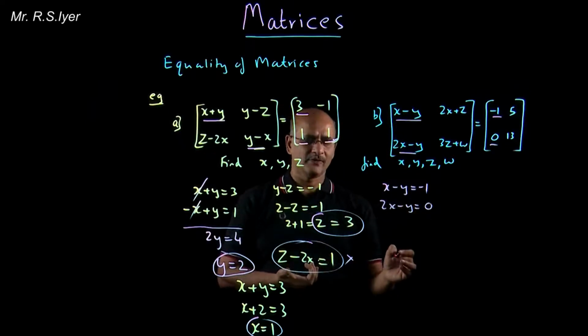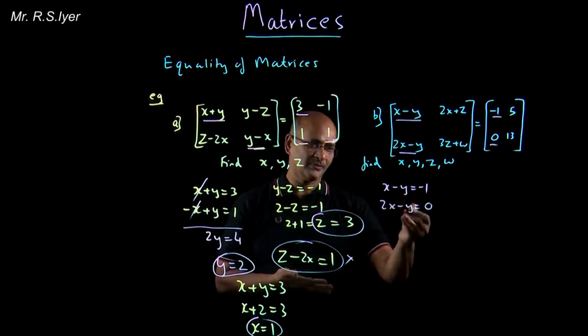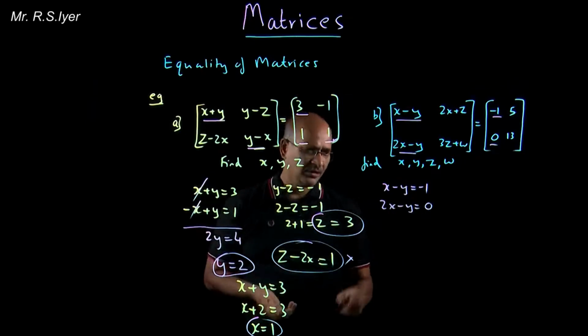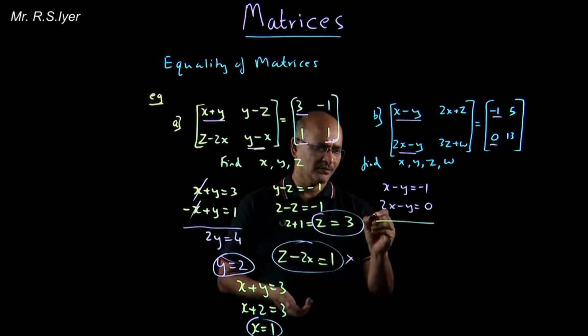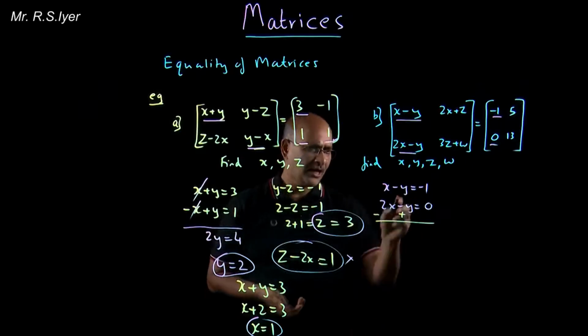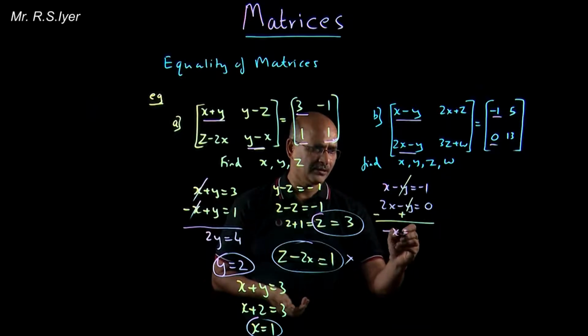Now what happens when we work with this matrix, children? I hope you know how we work it out. That is minus minus. So best is just subtract the second equation from the first one. So this is nothing but minus, this is plus. So what will happen finally? I can eliminate this y and this y. So what is the final result here? Minus x is equal to minus 1. So I got x is nothing but 1.